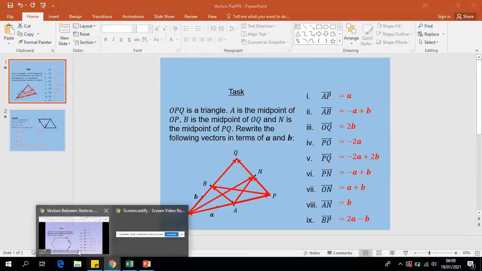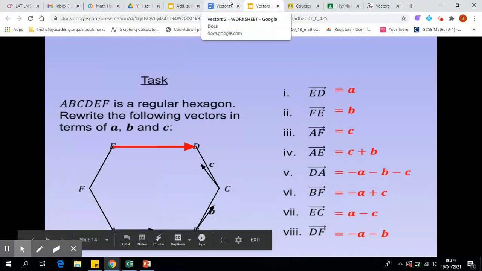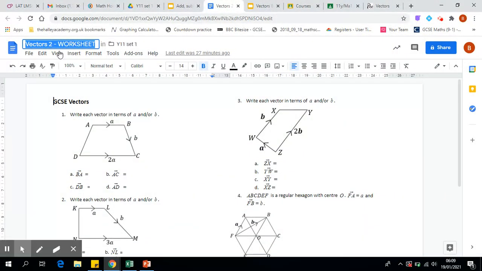Now you need to open the worksheet. It says Vectors 2 worksheet. Answer the questions by clicking your pointer next to the equal sign and type in your answer with your working out. Once completed, attach your completed worksheet to the Google assignment. Good luck.